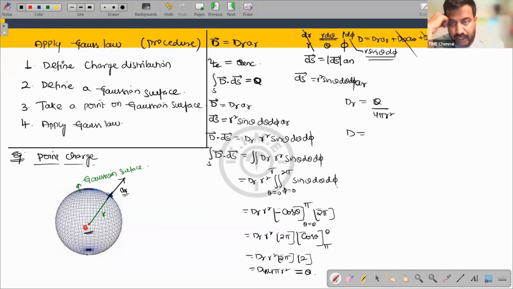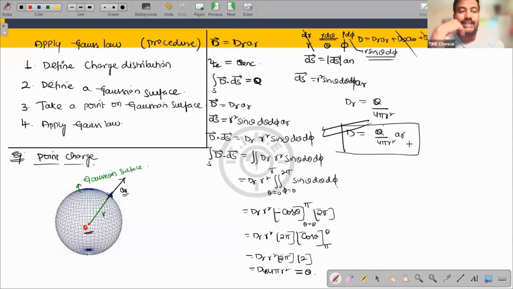You know, D is Dr ar, so it is q by 4 pi r square ar. You know, D is epsilon E. From this you get E is q by 4 pi epsilon r square ar, which is our standard equation. So this is true, and this is how you apply Gauss law. Very important when you are trying to solve a problem. You should understand how to apply it.